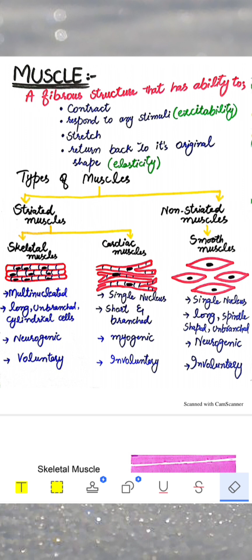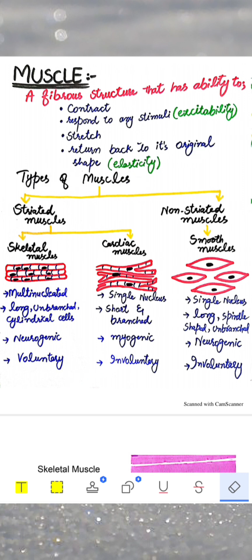And it has the ability to contract, and also it has the ability to respond to any stimuli. Means muscles are working as an effector. So that's why they are showing excitability, and they can stretch. They can also return back to their original shape, which is known as elasticity. Means muscles are elastic in nature.